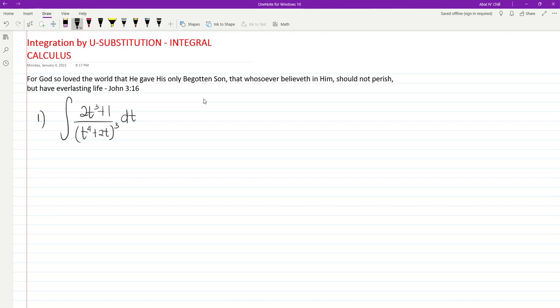So for today, we're going to talk about integration by u-substitution. This is a part of our study in integral calculus. Basically, we're going to solve 10 problems in order for us to master this topic of u-substitution. U-substitution, from the word itself, means that we're going to substitute some certain variable, the u, in the equation of the integral in order for us to evaluate the integral.